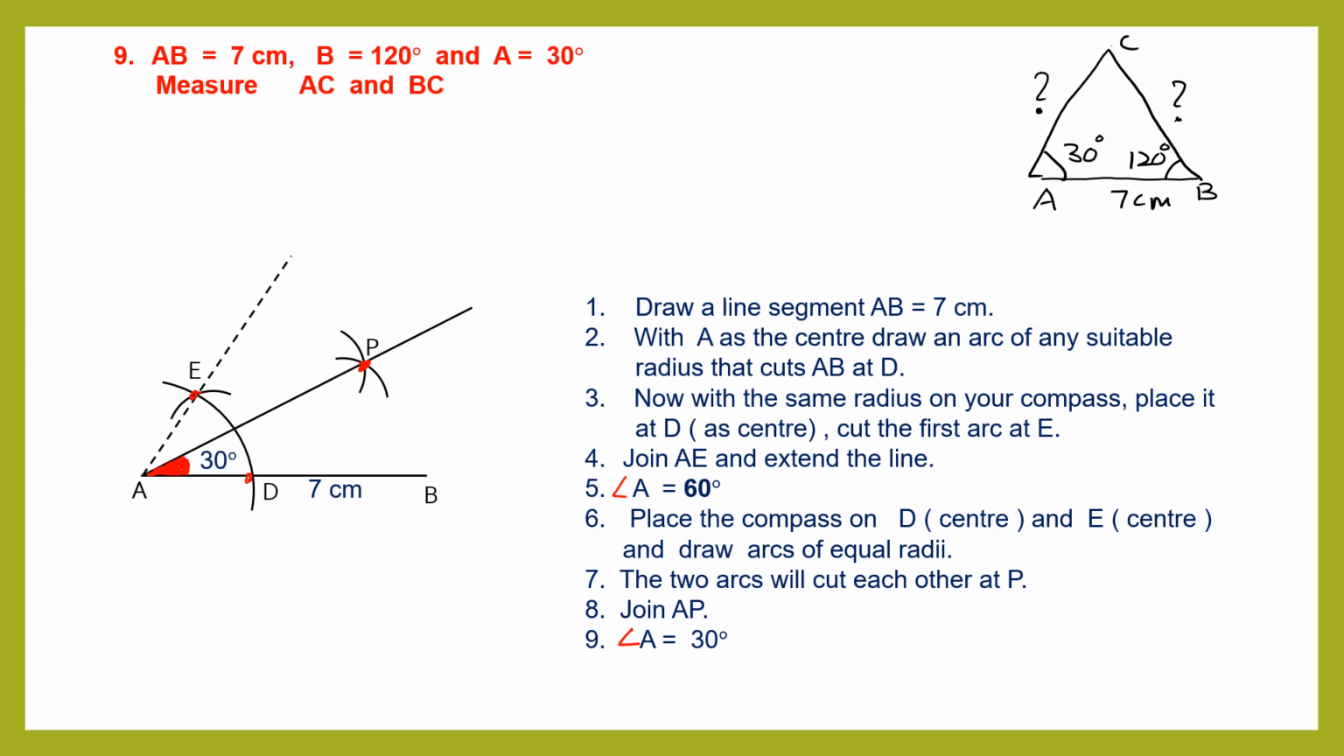As you can see now, angle A is 30 degrees. Initially it was 60. We bisected it and we got half of 60, that is 30 degrees. So we've got the first part of the question. We've got angle A to be 30 degrees. Now we have to construct an angle of 120 degrees at B. So let's go ahead and do that.